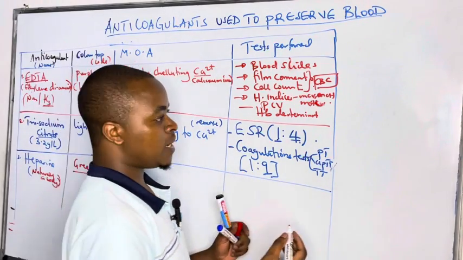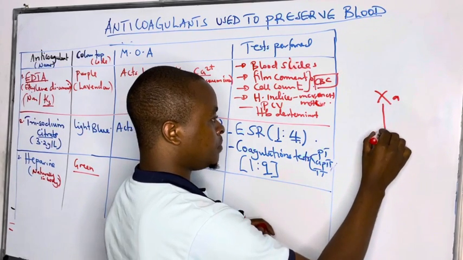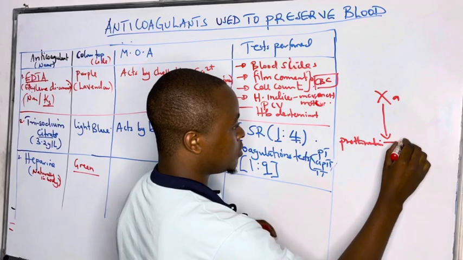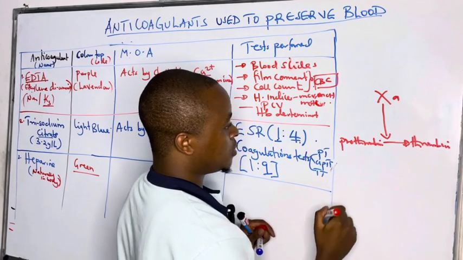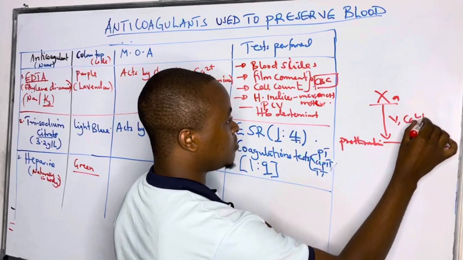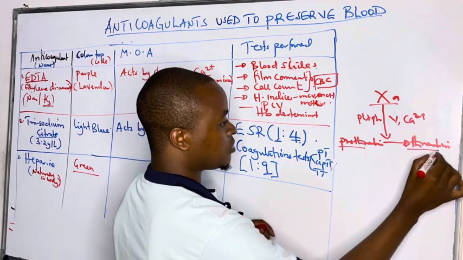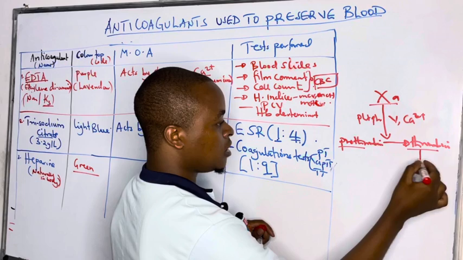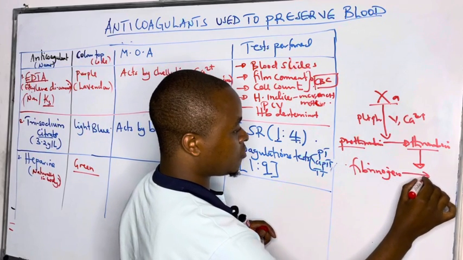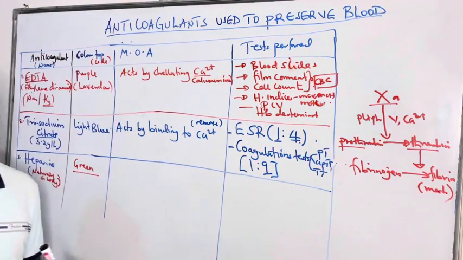Its mechanism of action is that if we have factor 10, activated factor 10, it can come and activate prothrombin to thrombin in presence of factor 5, in presence of calcium ions and platelet phospholipids. We are able to convert prothrombin to thrombin. And this thrombin is like a molecular scissor. It is the one that has ability to convert fibrinogen, which is factor 1, to fibrin, and this fibrin is a mesh, the mesh which causes clotting of blood.